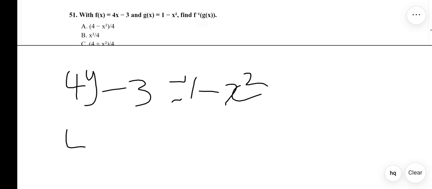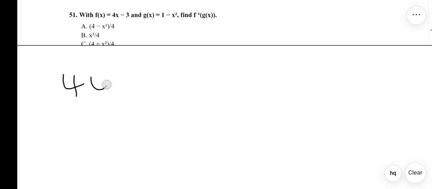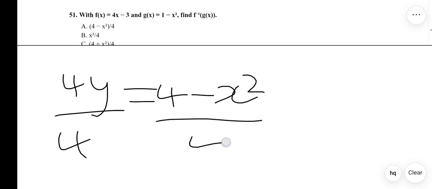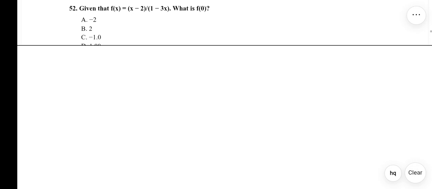And instead of putting this g of x into this place, I'll put it as my output because I'm dealing with the inverse. So if I make my y the formula, I will take 3 to the other side. So that will be 1 minus x squared plus 3. So this 1 plus 3 will give me 4 minus x squared. So that means that my 4y is the same thing as 4 minus x squared. So if I divide both sides by 4, my y is the same thing as 4 minus x squared all over 4, which is the same result we got for 51. So for 52, given that f of x is this, we should find f of 0. Anywhere we see x, we replace it with 0.